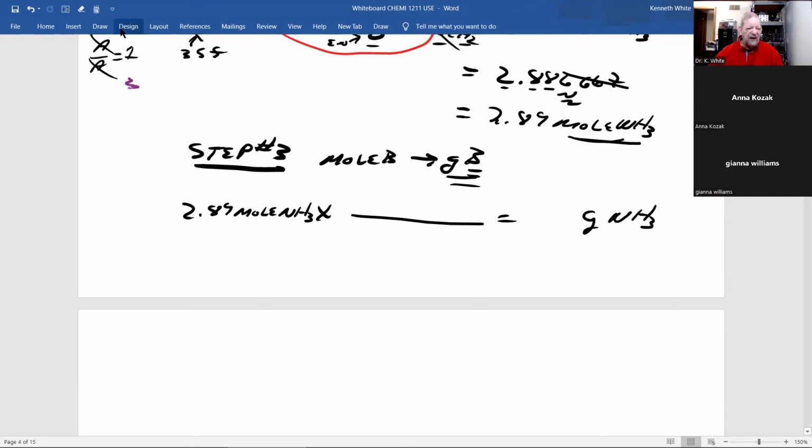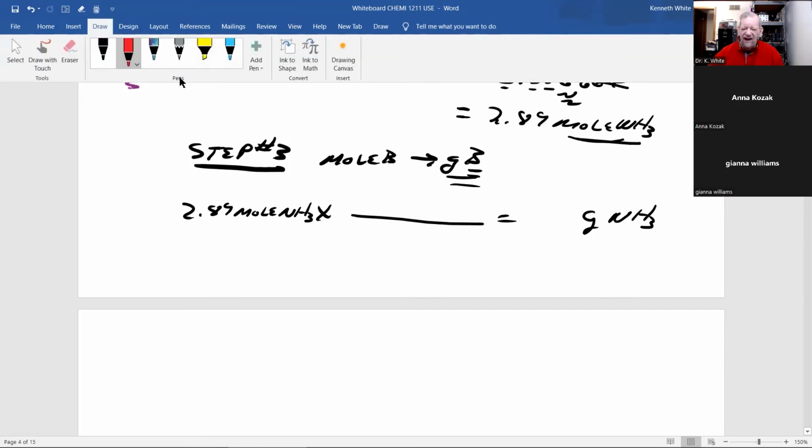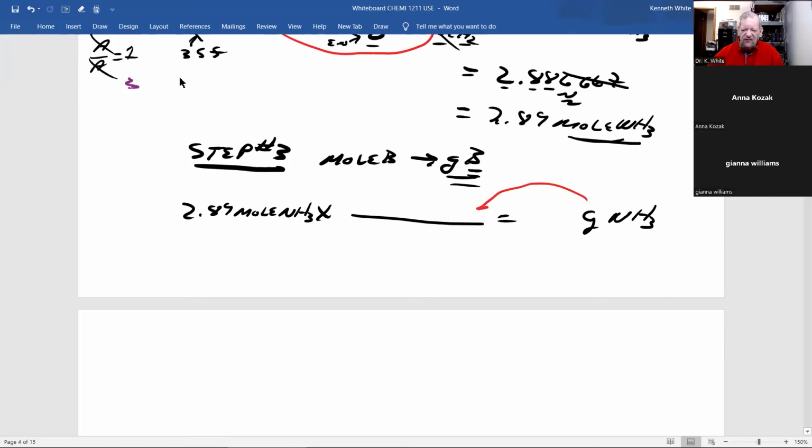And now I'll use my good buddy, my good friend, unit analysis. Whatever I'm trying to get to goes on top of the ratio. Whatever I'm trying to get rid of goes underneath.